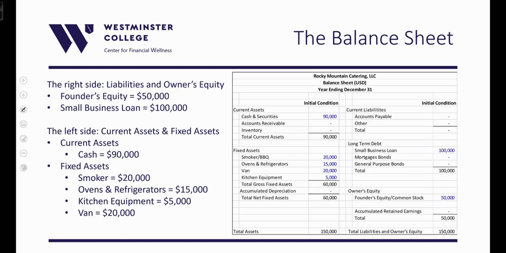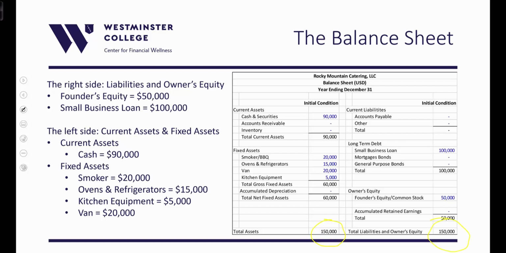So now let's take a look at the left-hand side of the balance sheet. We're going to remember that they spent $20,000 on a van, and that they spent another $40,000: $20,000 for barbecues, $15,000 for ovens and refrigerators, $5,000 for some kitchen equipment, and the total then is $60,000 that they have spent of the $150,000 that they've raised. This leaves them then with $90,000 in cash, and the sum of those items is $150,000.